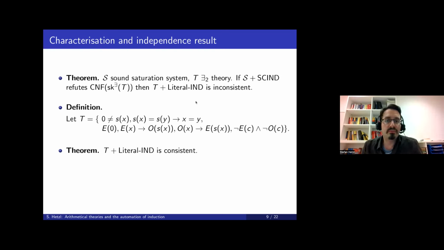Okay, so let's look at an independence result based on this characterization. Here I'm defining a particular theory T, which is again very basic. We only know that zero is not a successor, and that the successor function is injective. Then we have two additional predicates in the language: a unary predicate E and a unary predicate O, which essentially represent the even and odd numbers. So zero is even, if x is even then x plus one is odd, and if x is odd then x plus one is even. And again, we want to refute the existence of a C that is both even and odd.